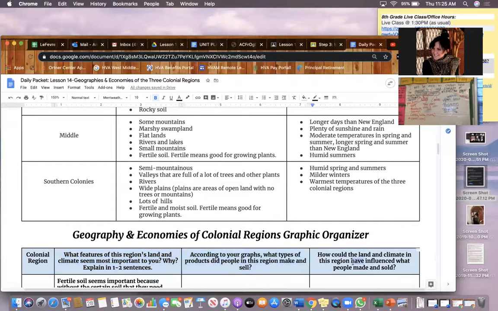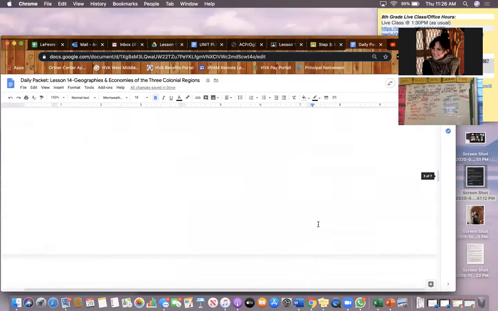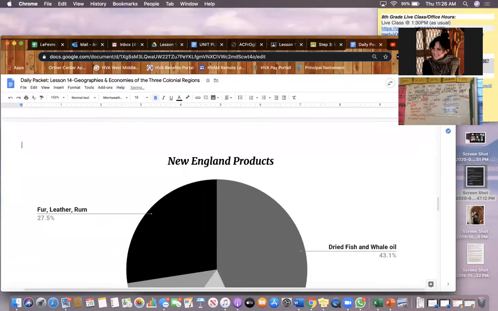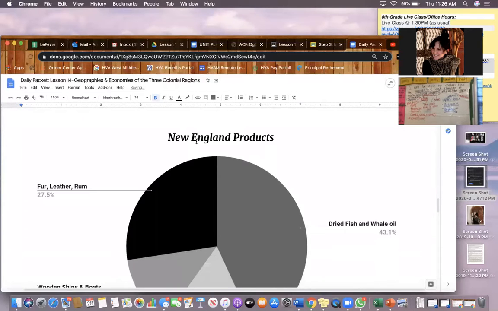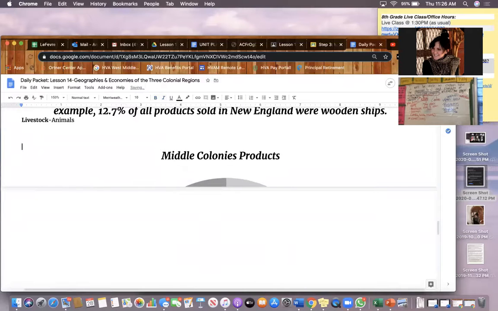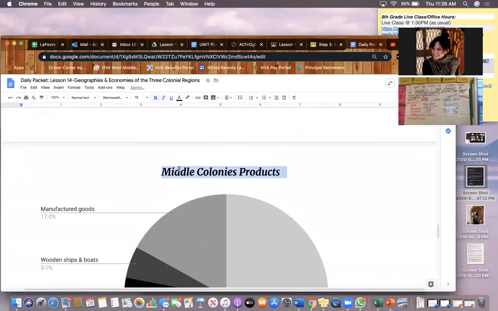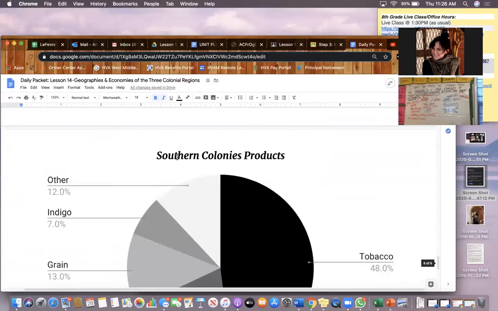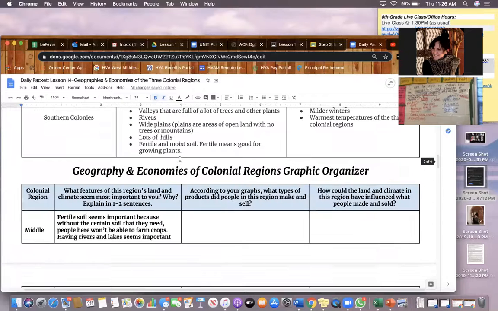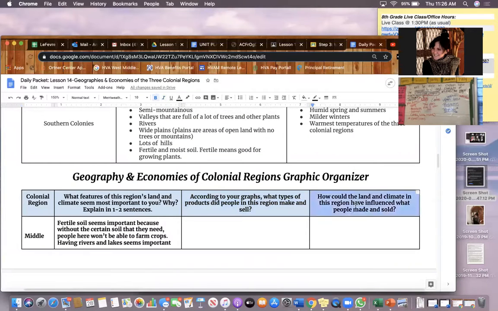The second and third questions are answered based on the graphs available to you. So if you scroll down, you'll see that you have graphs for each colonial region. So there's a graph for those who are studying the New England region. There's a graph for those of you studying the Middle Colonies. And there's a graph for those of you studying the Southern Colonies region. Your job is to use the graphs to answer question number 2 and 3.